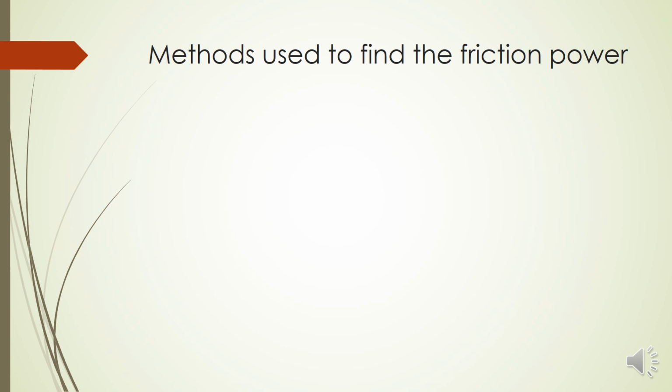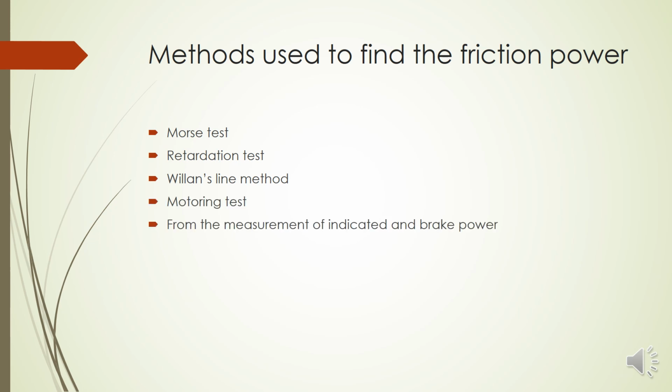Now what are the methods used to find the frictional power? Morse test. You might have heard this in the lab. Morse test is the first method. Retardation test. Then Willan's line method. Motoring test. Finally, we can directly obtain friction power by just subtracting brake power from indicated power if they are known quantities. So these are the methods available for finding the frictional power.